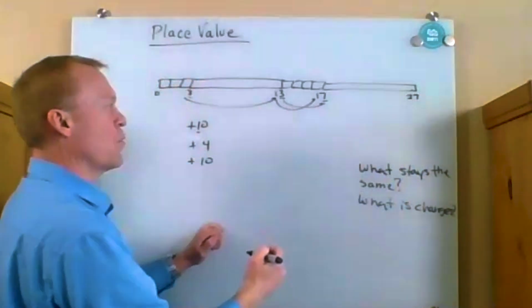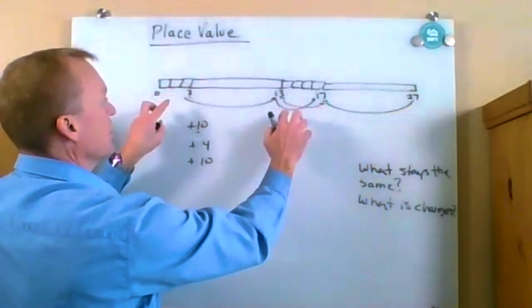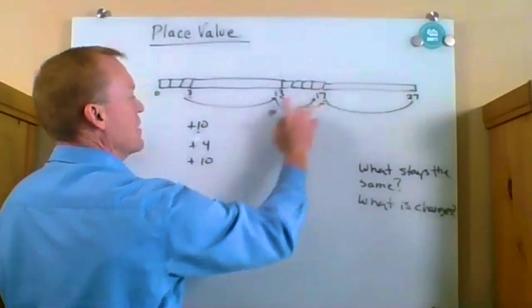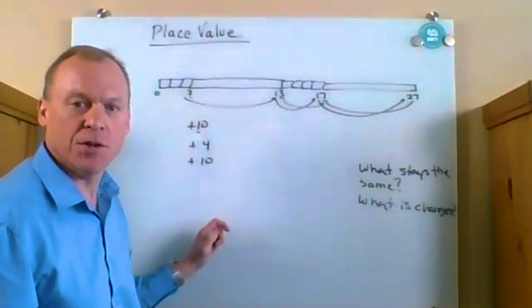What stays the same and what changes? The 7 stays the same. You can still see the 7 1s. I haven't changed that. I've changed a new unit of 10. So the unit of 10 changes from 1 to 2.